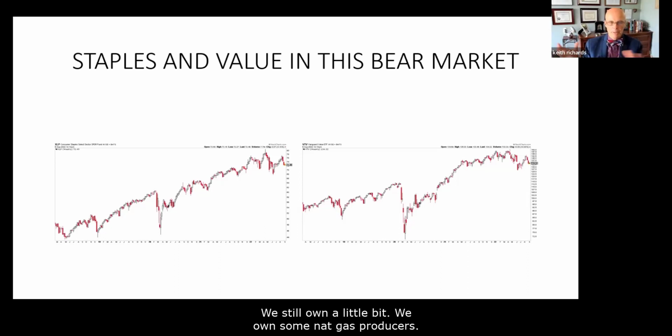We still own a little bit. We own some nat gas producers. We own the fertilizer company, and we own the uranium company I just mentioned. But we've been heavily invested in sectors like this, in individual staples. So, you know, you win by not losing, and staples definitely are the place to be during this bear market and most bear markets. Now, another area, as I said, I already mentioned healthcare.